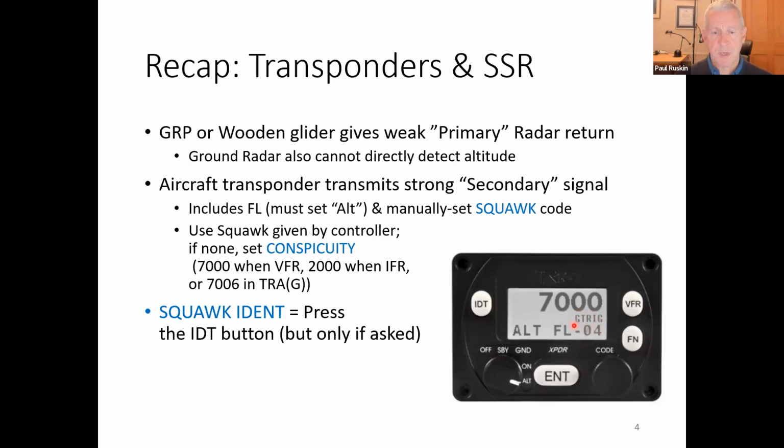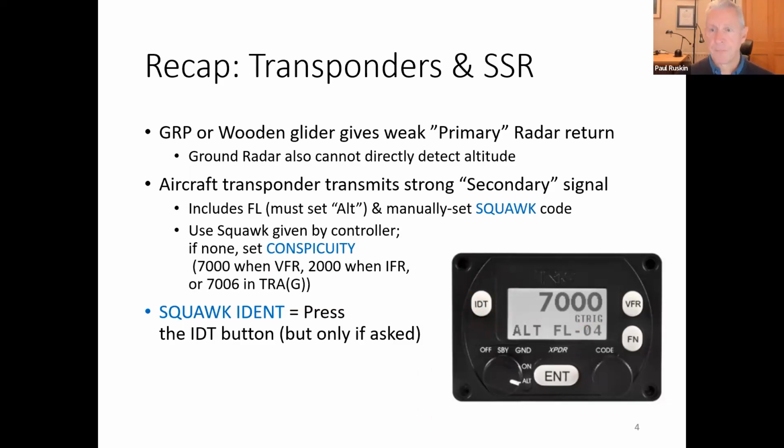This is a Trig transponder. So that information gets sent as well on a Mode S transponder, which is what all the modern ones are. So we've got the number that's sent, the squawk code. We've got the identity of the aircraft, and we've got the flight level based on the 1013 standard pressure setting that the aircraft is at. If you're asked to squawk ident, you press the ident button, this IDT button here. But you only do that if you're asking for it, if you're asked for it.